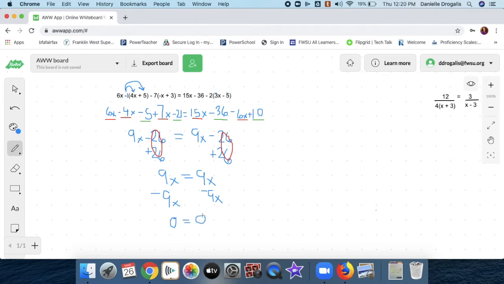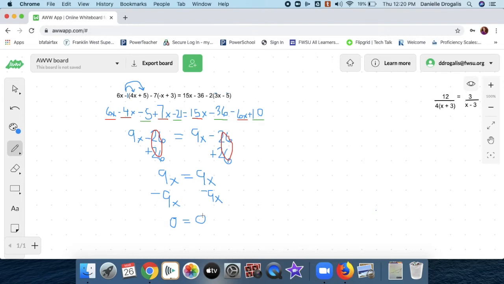So here's what happened. We lost our variable altogether. It just fell away. It canceled itself out. It's gone. And so what also we have here is that we did create something that is true. 0 does equal 0. And so how do we interpret this?